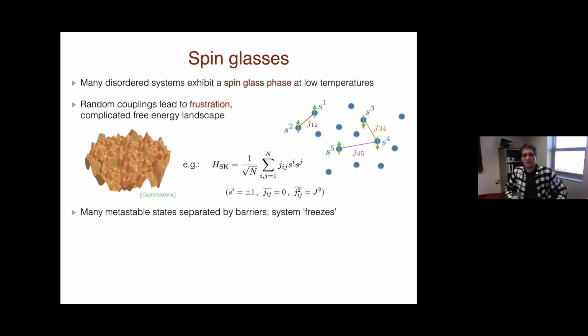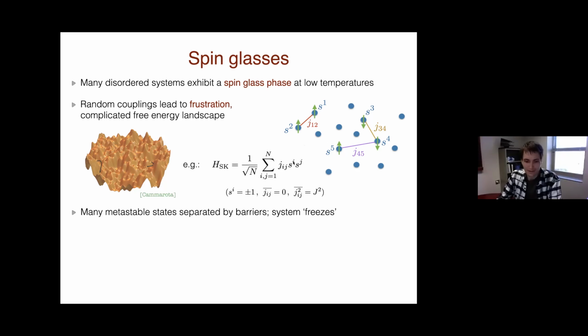Now, what are spin glasses? This is what this talk is going to be about. Many of these disordered systems exhibit a different phase of matter at low temperatures. The intuitive reason for that is that because of the randomness in the couplings, so all the models I'll talk about have these random Gaussian couplings, which introduce interactions between all the degrees of freedom, all-to-all interactions.